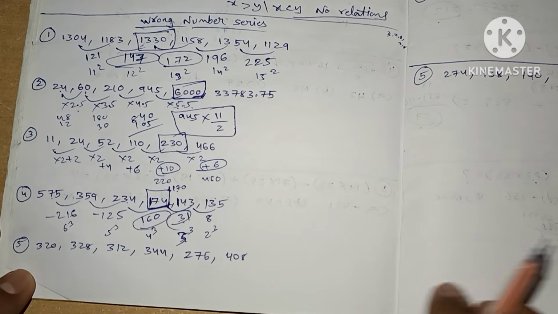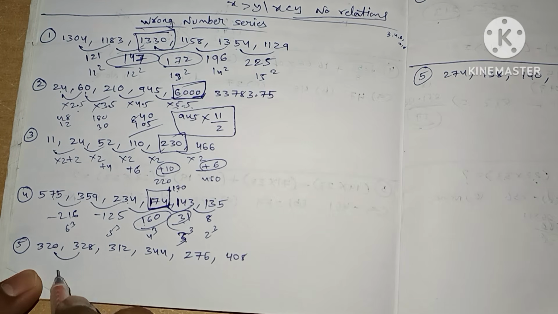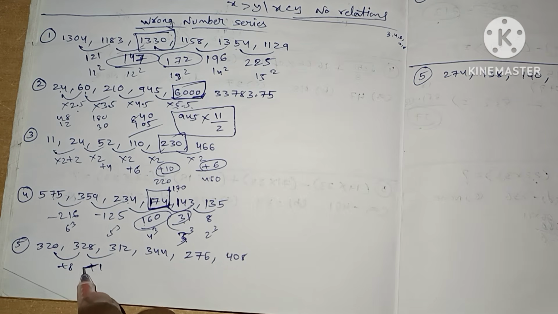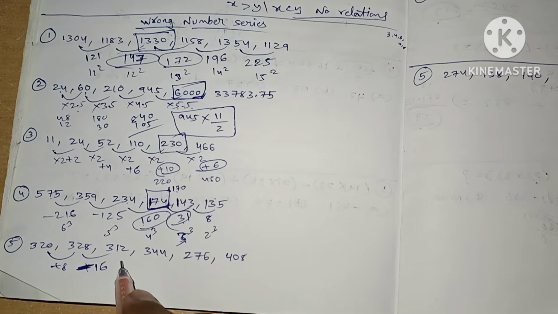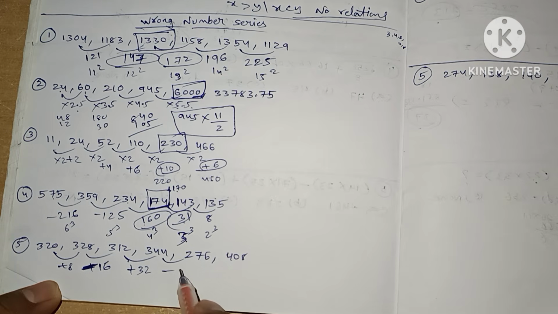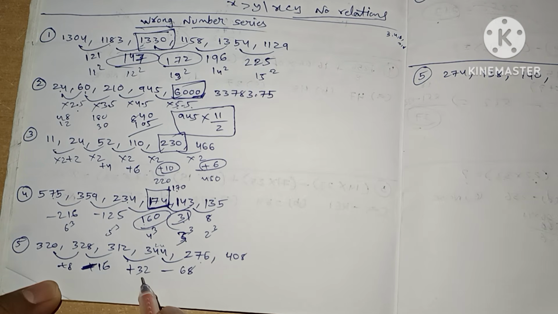Okay, next, here in fifth question we see that the difference between these two is plus 8. Here the difference between these two is plus minus 14, minus 16. Okay, here the difference between these two is plus 32. Here the difference between these two is here 24 plus 44, which is 868. So these are double, but this is not the double of this one.